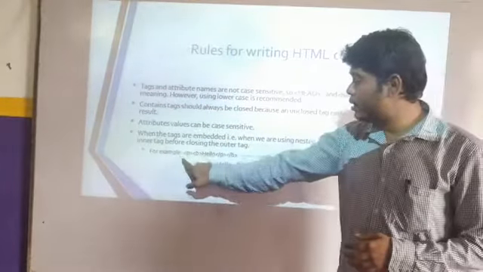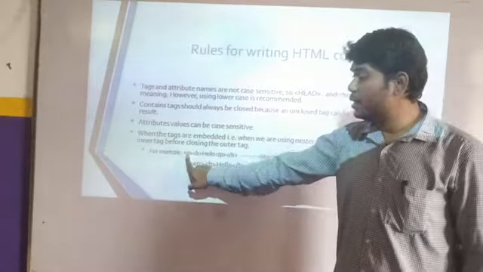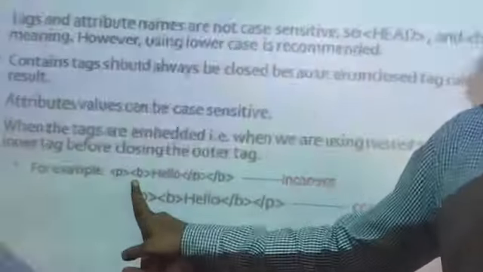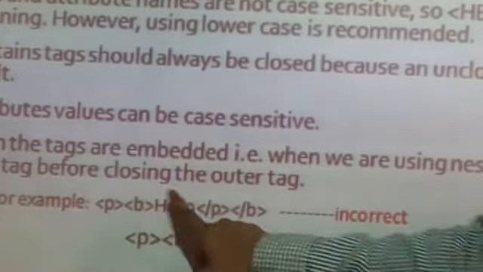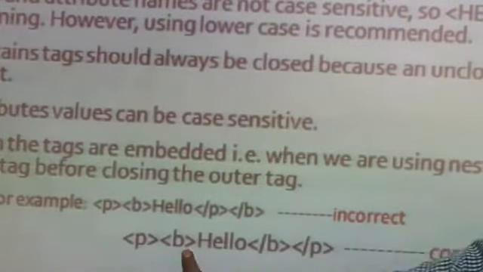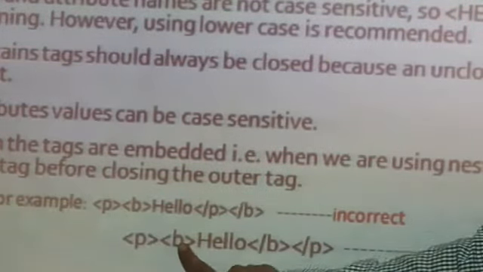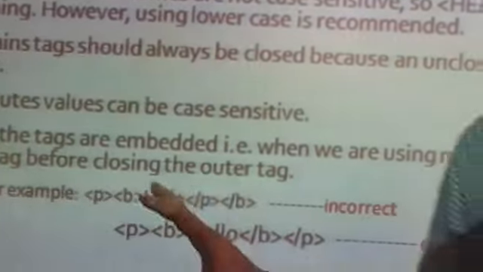Let's take one example. I am opening the P tag followed by the B tag. P means paragraph and B means we are going to emphasize the text. What is the text here? Hello. Here I close the P before closing the B. So it is incorrect. What is the correct one? The P tag, the B tag, this is called the on tag. Now, hello. First we have to close the B tag, then it should be followed by the P tag. So these are the rules for writing an HTML document.